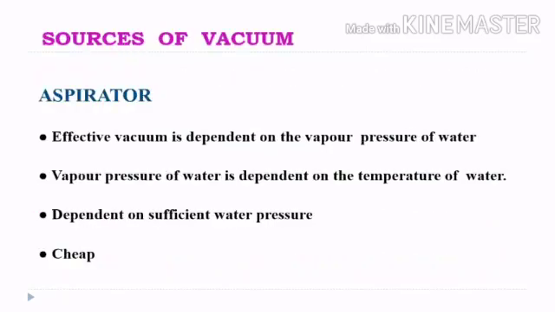One of the sources of vacuum is an aspirator. A vacuum pump is also used to reduce the pressure and to provide vacuum. Vacuum is dependent on the vapor pressure of the water. If you have hot water, then you will have high vapor pressure. If you have cold water, you will have a low vapor pressure and you have a strong vacuum.